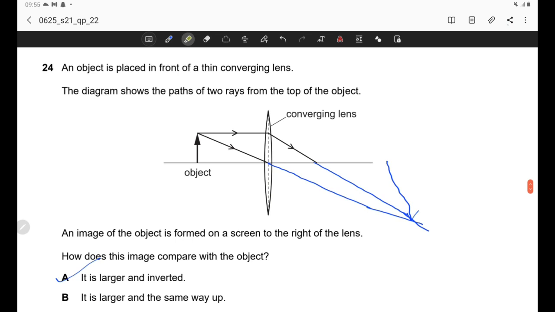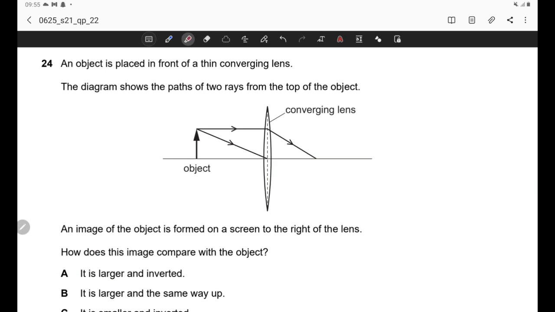Question 24. An object is placed in front of a thin converging lens. The diagram shows the paths of two rays from the top of the object. So we can see a converging lens and an object has been kept to the left side of the lens, and the path of two rays from the top of the object is shown. One ray is moving parallel to the principal axis and it will be passing through the principal focus, and another one is passing through the center of the lens.